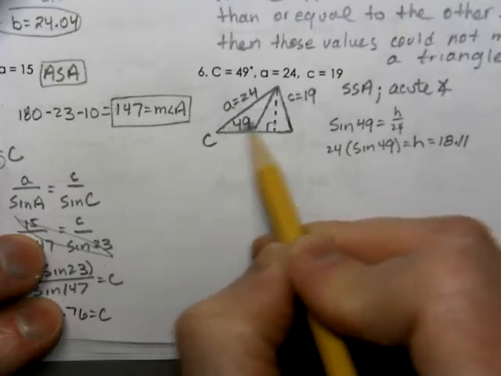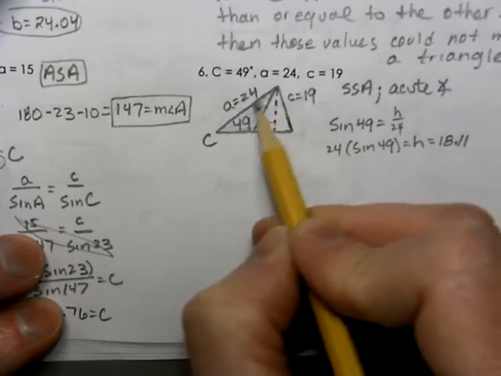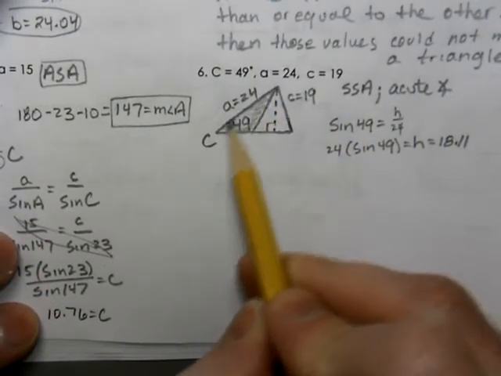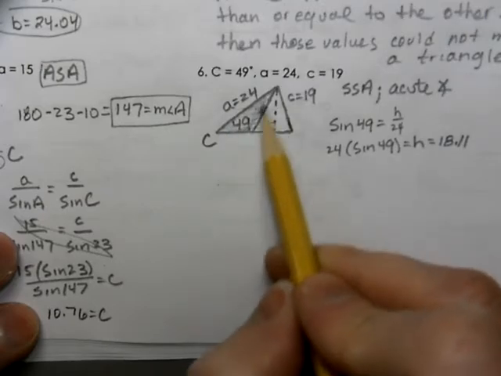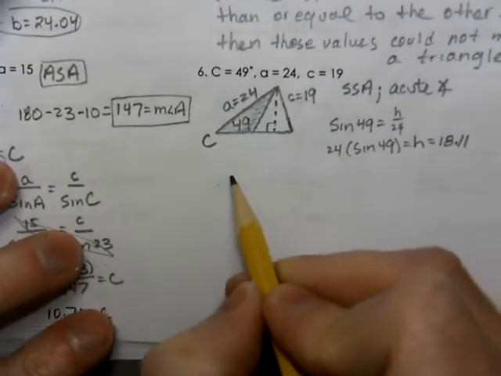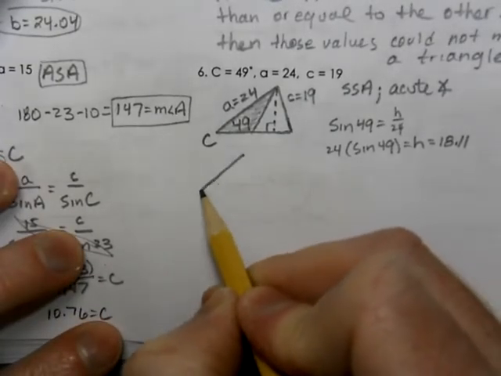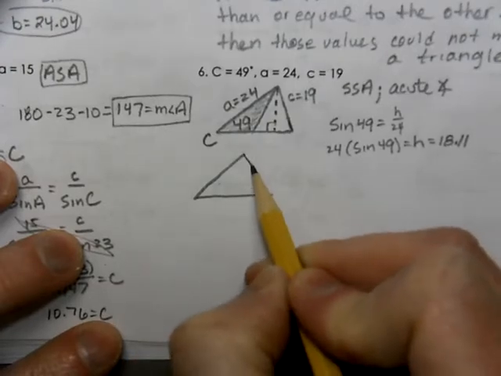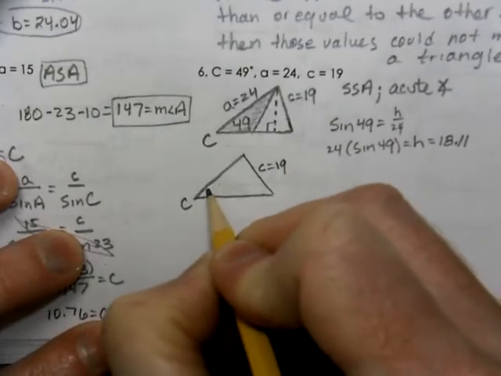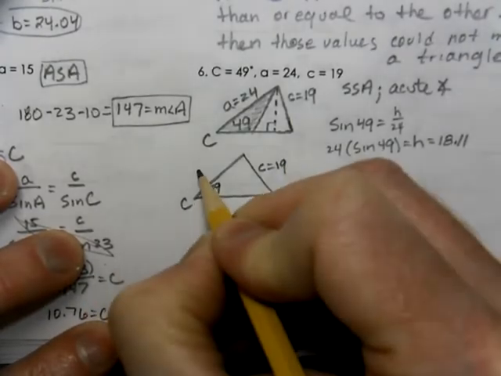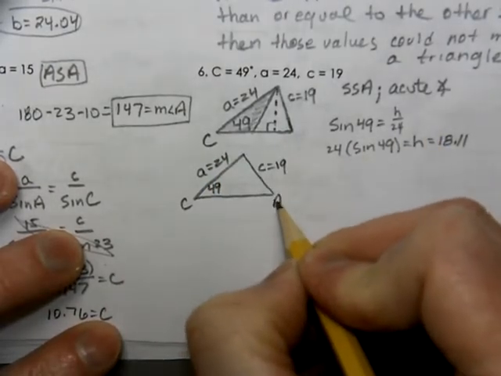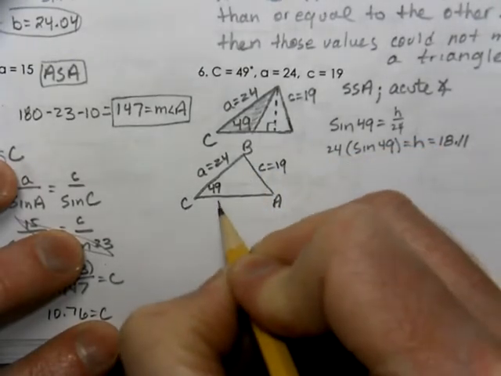So I'll sometimes shade that one in just so we know what we're talking about, we have two triangles. We have this larger triangle, or we have this obtuse triangle. We have the larger triangle where C equals 19, angle C is 49, side A is 24. We need to find angle A, angle B, and side B.